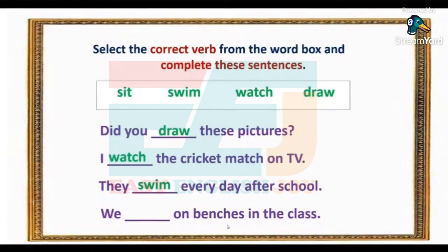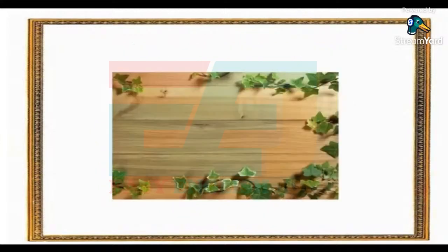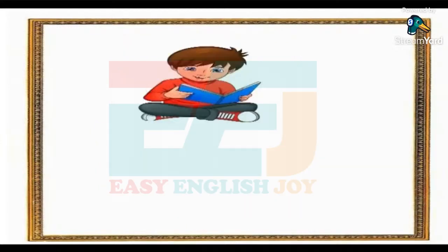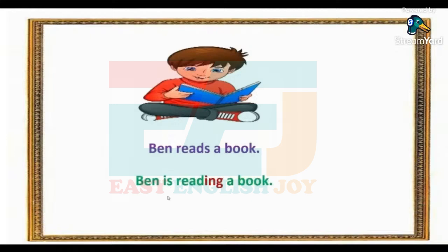We blank on benches in the class. Answer: it's sit. We sit on benches in the class. Alright? So the next slide is the ing form. Ben reads a book. Ben is reading a book.